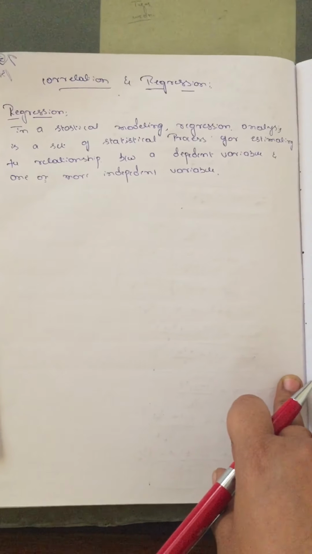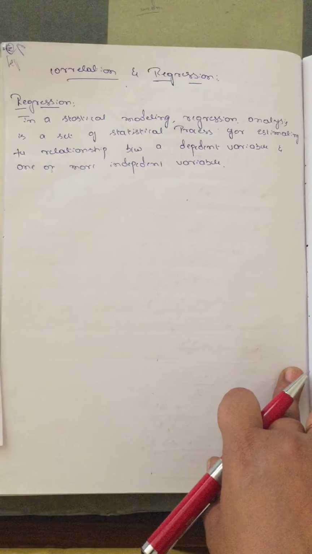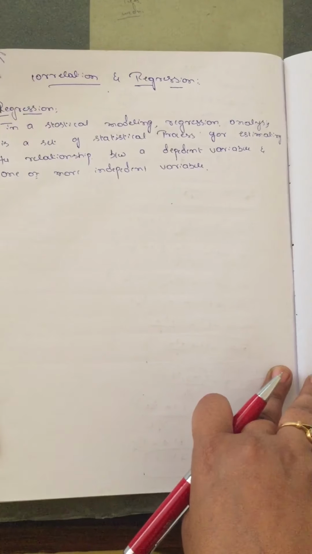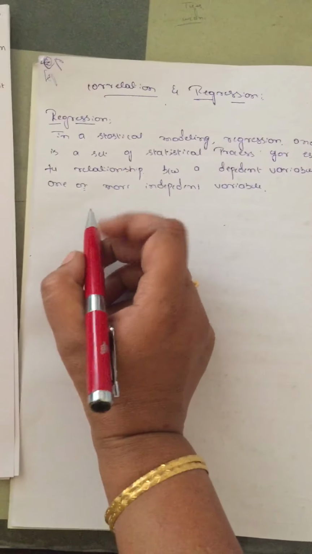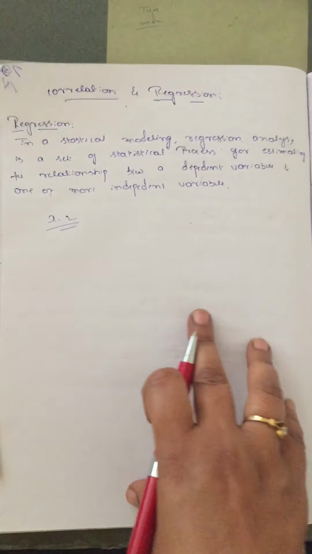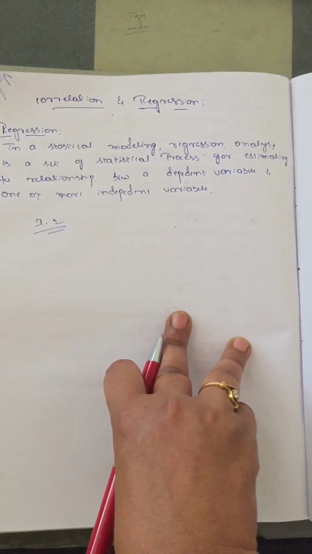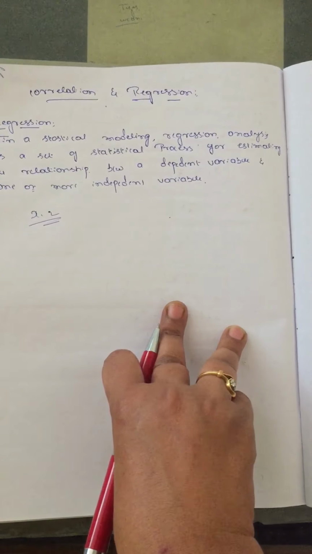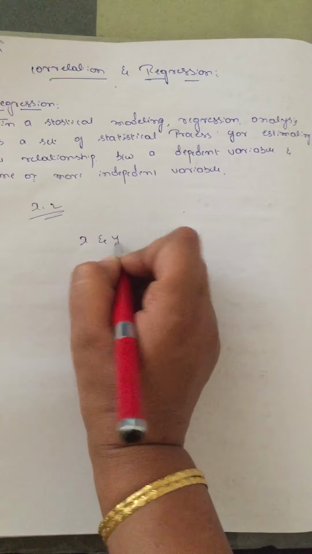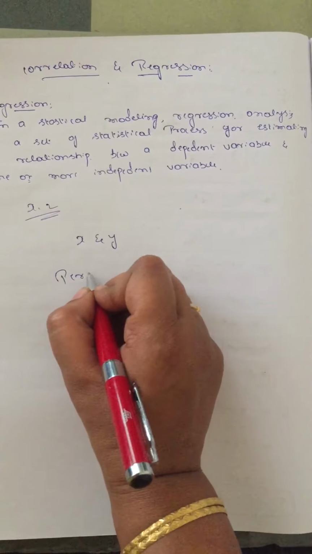Dear students, in this video I explain correlation and also regression. This is the next topic of curve fitting. So here correlation means the covariance of two independent variables is known as correlation. Okay, the numerical measure of correlation between x and y is known as Pearson's coefficient of correlation.